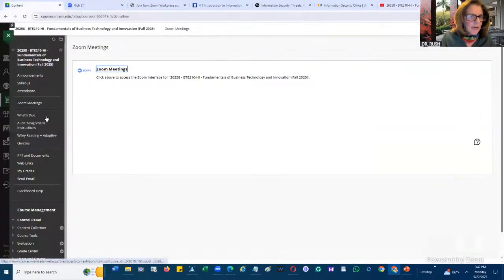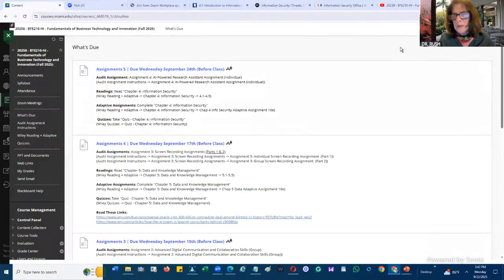And then we'll go to our content. I always go to my what's due section, and in my what's due, I'm on this one. Today is the 22nd. So we know that on Wednesday, before class, we have the AI powered research assistant assignment, the readings of chapter 4 of information security, the adaptive assignments, and the quizzes. We know the drill there. It should all work out well.